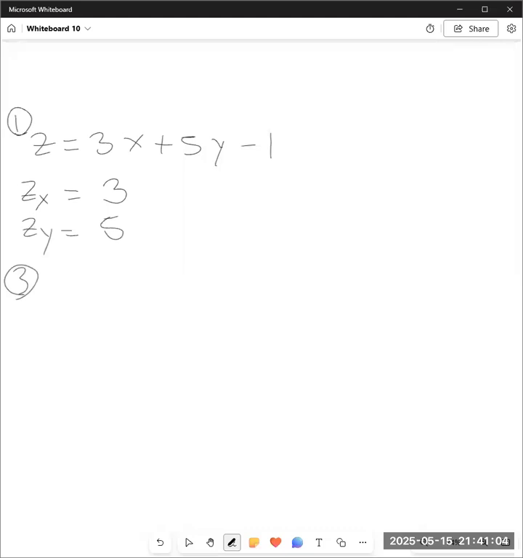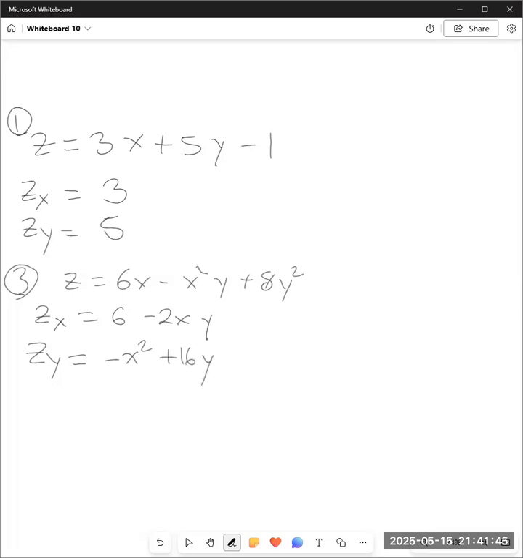Number 3, z equals 6x minus x squared y plus 8y squared. Again, we want partial with respect to x first, so that's going to be 6, and then 2xy, the y gets treated like a constant. This is a constant term to me, is just a 0. Partial with respect to y, that's a 0. That's negative x squared was my constant times the 1 there. And so that's going to leave me with negative x squared. And then this differential with respect to y, that's going to be 16y.